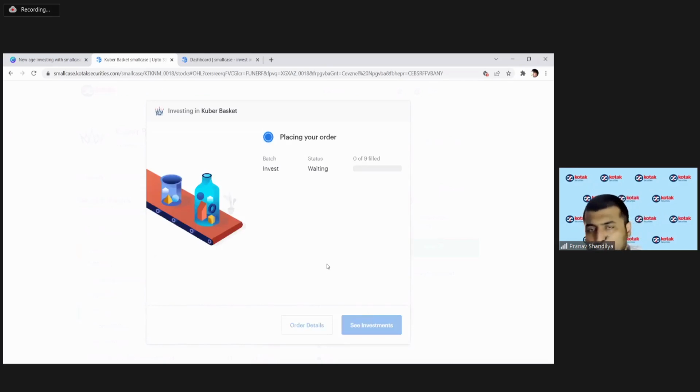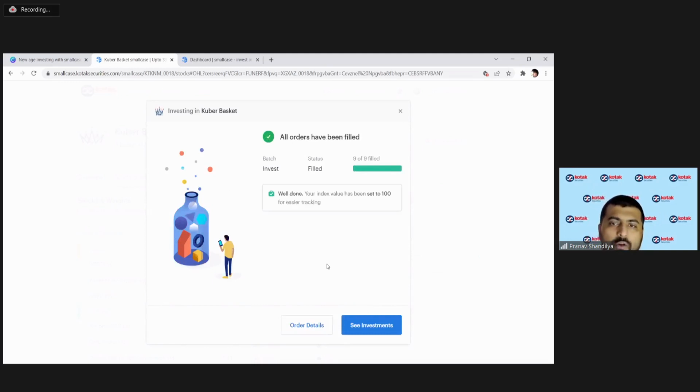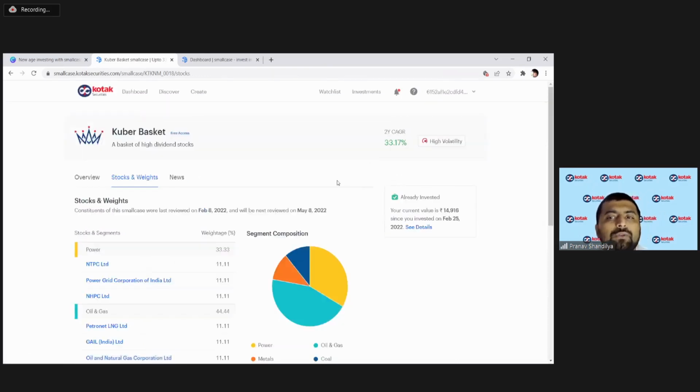Once you do this, market orders will be placed for all these 9 stocks. I'm using a demo account here because the markets are closed right now, but this is exactly how you will experience it even during live order placements. Within 5 to 10 seconds, all the stocks will be purchased and you have now managed to successfully become an investor in this particular basket.